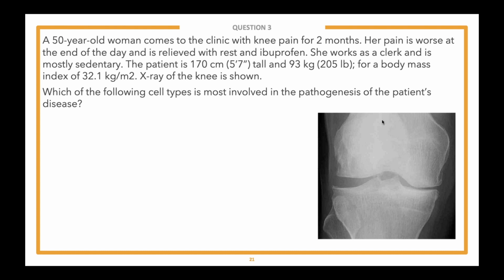Which of the following cell types is most involved in the pathogenesis of this patient's disease? Please take a moment to start thinking about the most important and relevant clues in the vignette and lead-in as I hand it off.